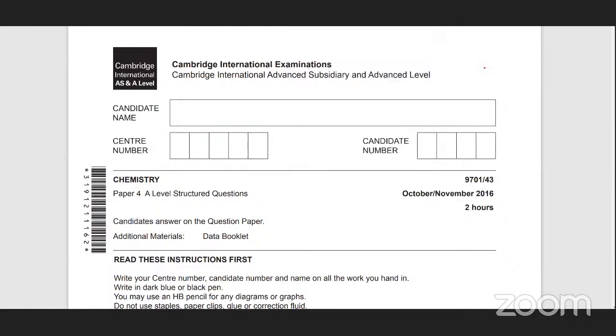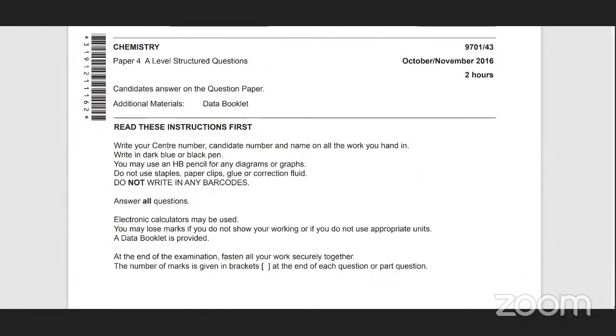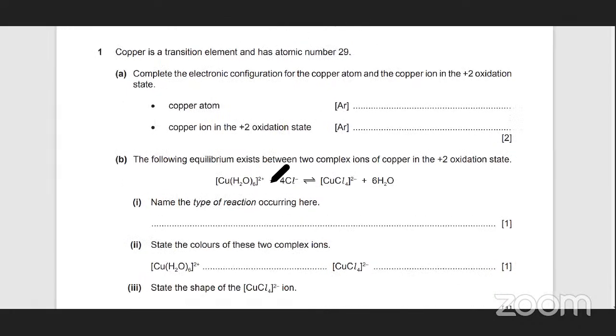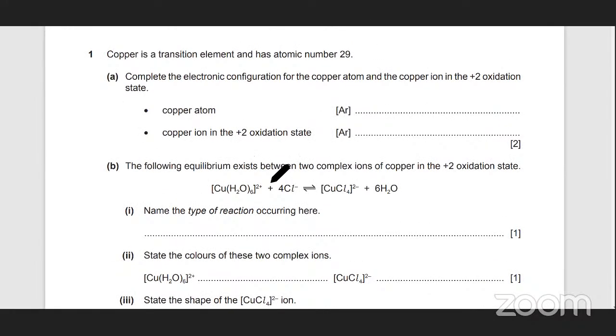अच्छा चलो, लेट्स स्टार्ट विद दिस पेपर, न्यू पेपर, ठीक है। This one is question paper 4-3 winter 16, and you have the first question, ठीक है. The first question is about copper being a transition element and it has atomic number 29, ठीक है। तो ये दिया हुआ है, complete the electronic configuration of the atom of a copper atom. Remember, copper is a special case.